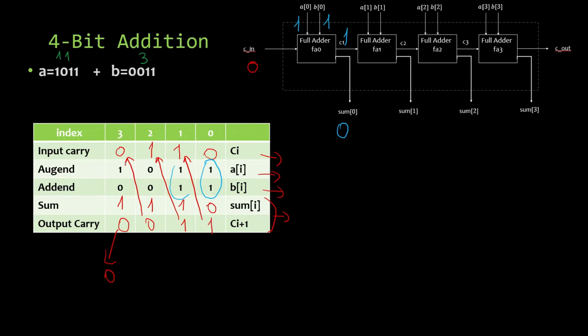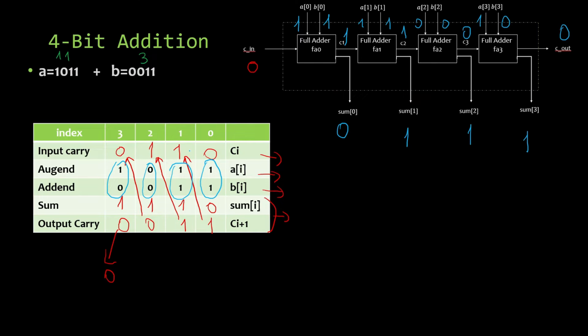In the second step, we have again both ones for A and B, 1 and 1 here. So the sum is 1 and also the carry output is 1. On the third step, we have 0 and 0 here. So the sum is going to be 1 and the carry output is going to be 0. And on the final step, we have 1 and 0. 1 here, 0 here. So our sum is going to be 1 and our carry output is going to be 0.